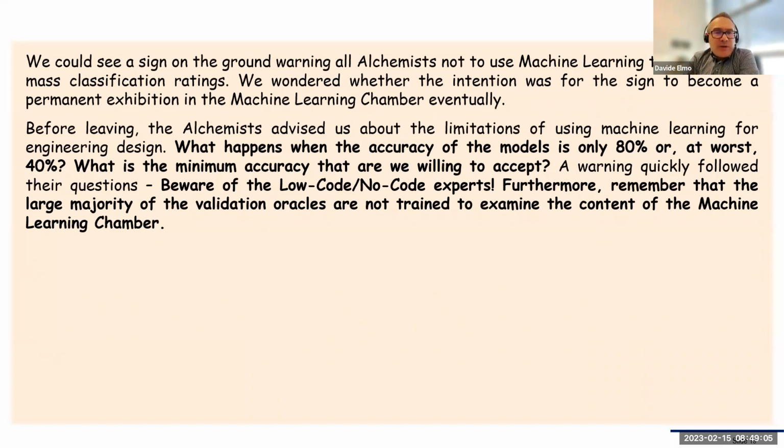We could see a sign on the ground warning the alchemists not to use machine learning to predict, for example, Rothmar classification ratings. And we wondered whether the intention was for the sign to eventually become a permanent exhibition in the machine learning chamber.